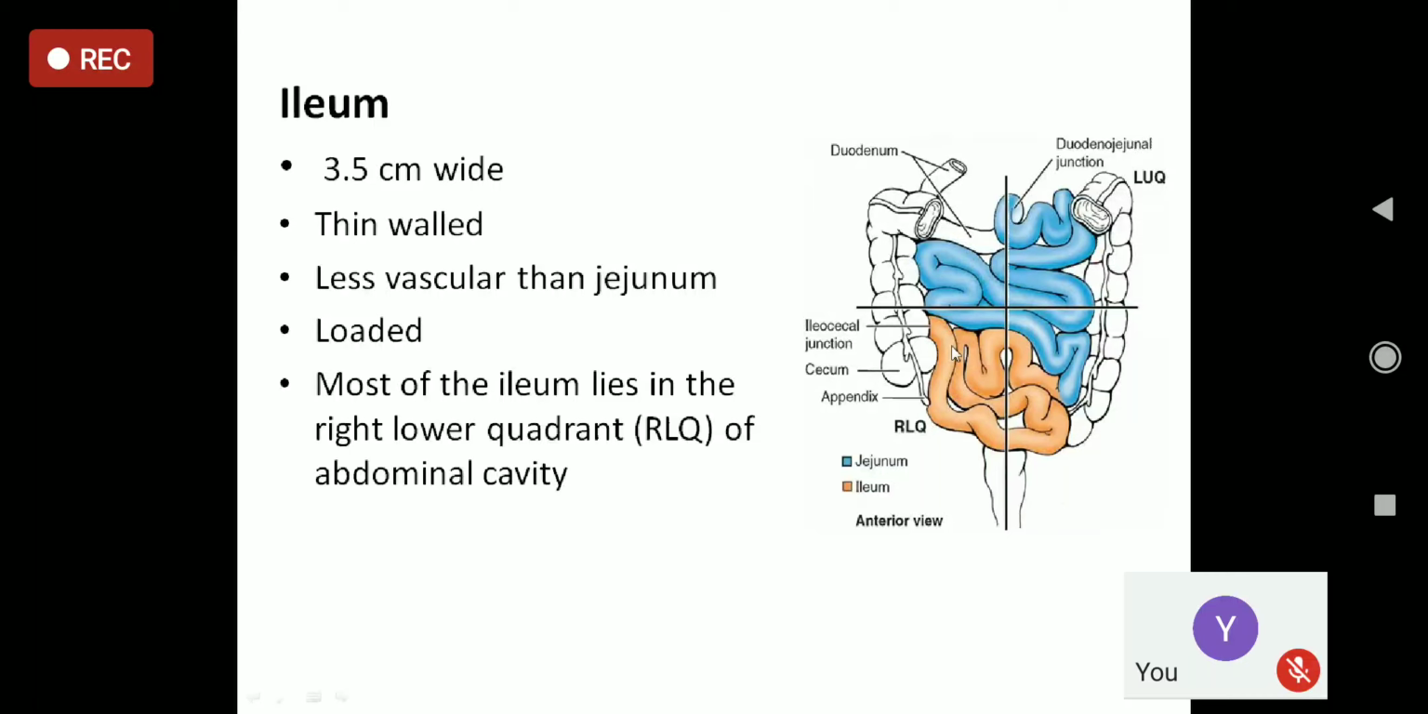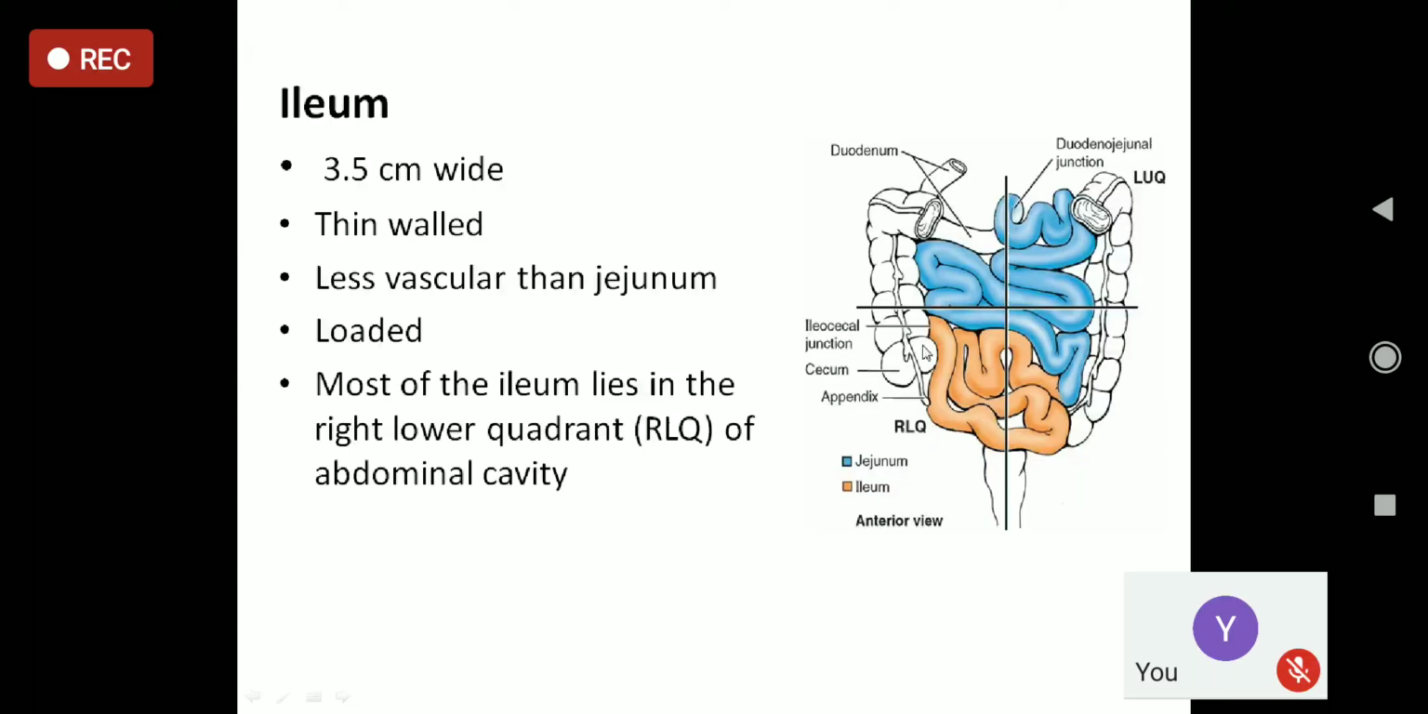And when you feel the jejunum, it is empty. But when you feel the ileum, it is loaded. Okay, so when you come to this section, feel it. The jejunum feels empty, whereas the ileum is always loaded. Okay, and see the location. The ileum occupies the right lower quadrant of the abdominal cavity.